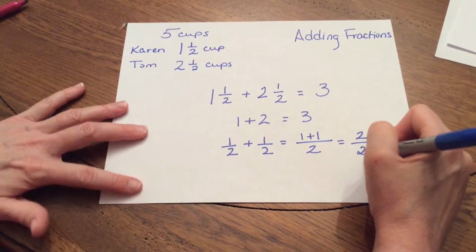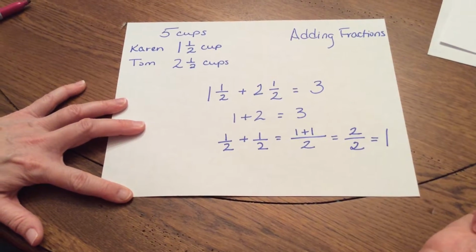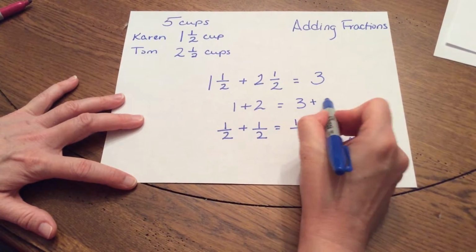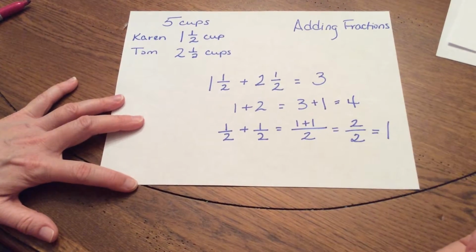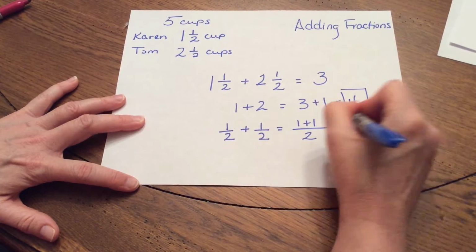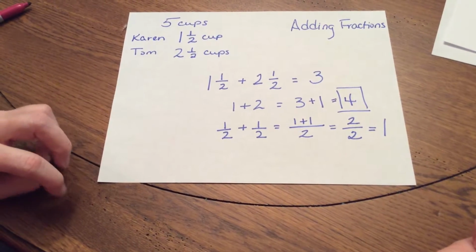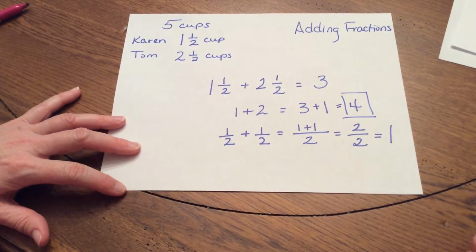Any number over itself in a fraction is always going to equal 1. So then we can add this 1 plus the 3 that we already have, which is 4. So they have 4 cups of sugar, and therefore they do not have enough to make their recipe.